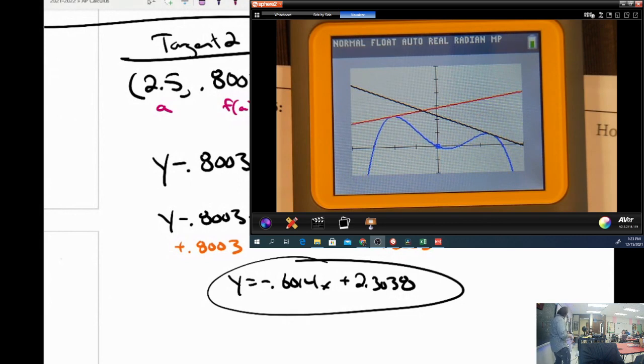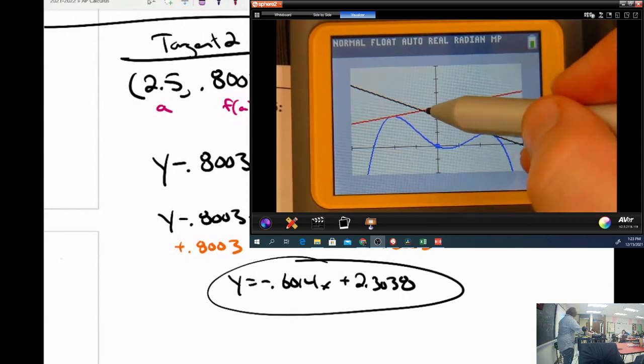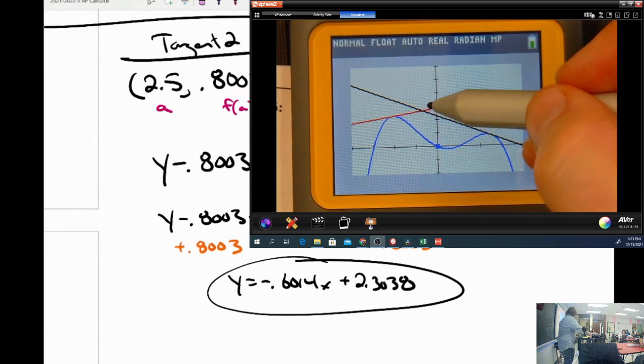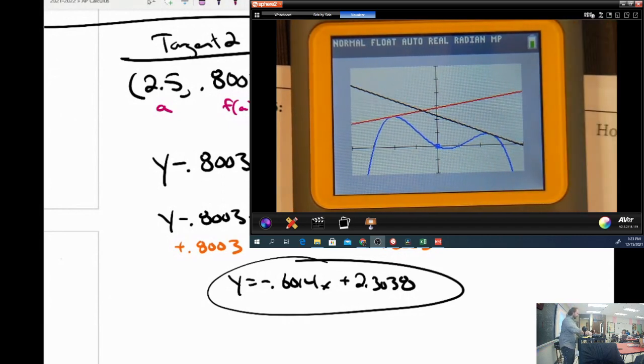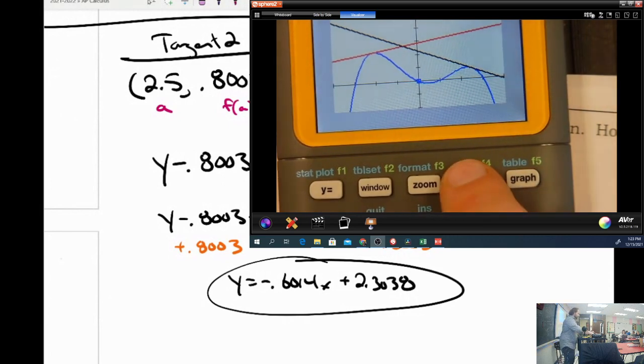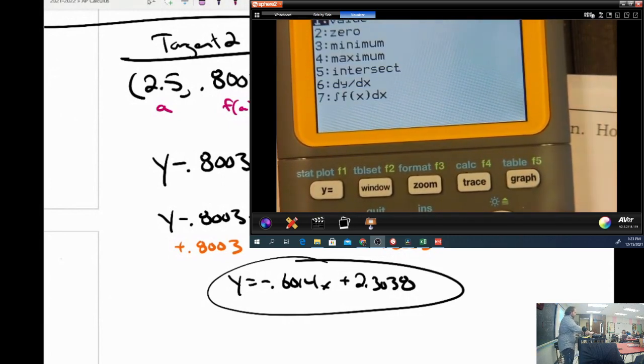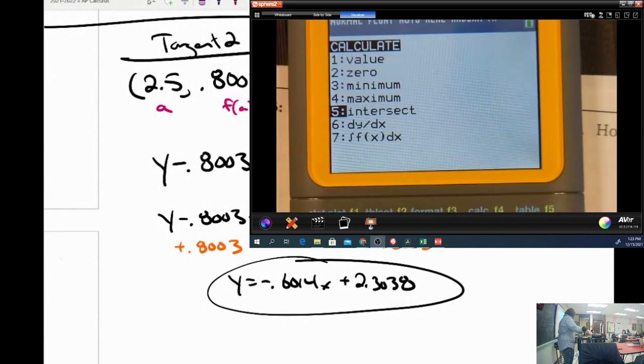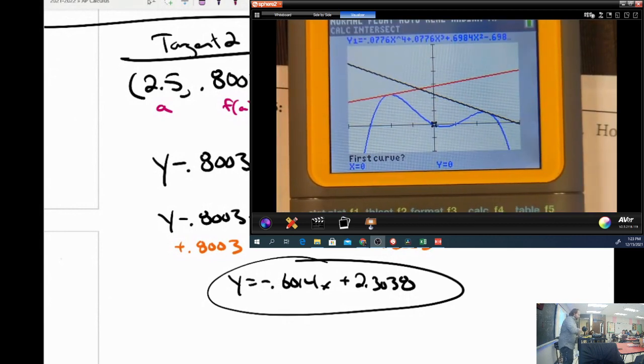The last part of this problem is actually figuring out what that intersection point is right there. And that's actually really easy to do too, because the calculator has a built-in feature for that. It's in the calculate menu of your calculator. Push second and trace to bring up this calculations menu, and we choose the intersect feature, which is going to ask us for 3 inputs.